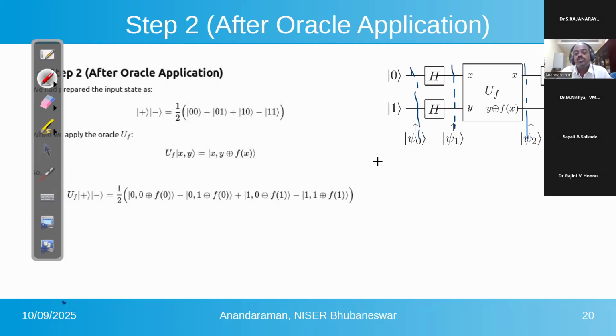So the Oracle is a black box. You need not consider what is inside the Oracle. If you give input, it will give output. Based on the output, you can determine whether the function is constant or balanced in one step. Classically, it requires two steps for a single qubit. For multiple qubits, it requires a lot of steps. But even for multiple qubits, it will tell in one step whether it is balanced or constant.